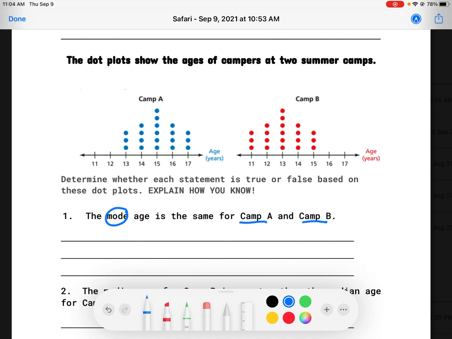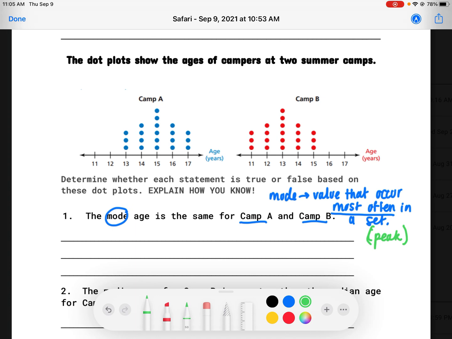The first thing we're going to need to know here, obviously, is what is mode? Mode is the value or values that occur most often in a data set. When we're talking about dot plots, this is the same as a peak. That peak is just a visual representation of what occurs the most, because it's the highest point on the dot plot. So I can see the peak for camp A and the peak for camp B, and I can see if those modes are the same.